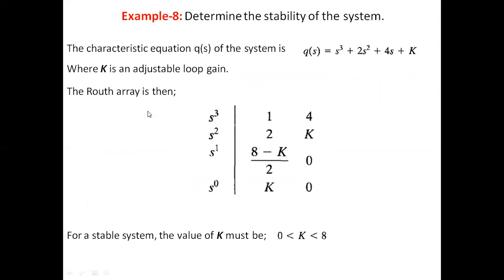It is given that, as in this type of problem we have already solved, for certain values of k the system is stable. It is clear from the signs that we can easily construct the Routh array, and the signs remain positive. For that, the value of k must be greater than 0 and less than 8 to make the system stable.